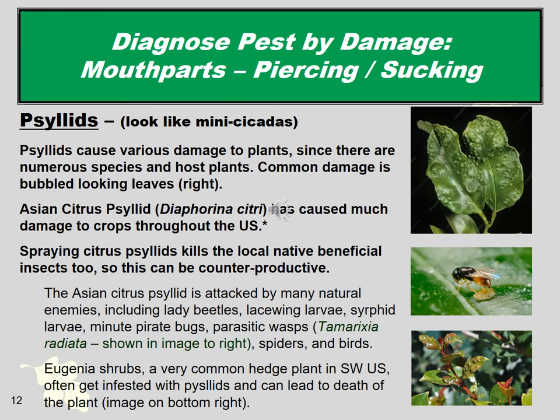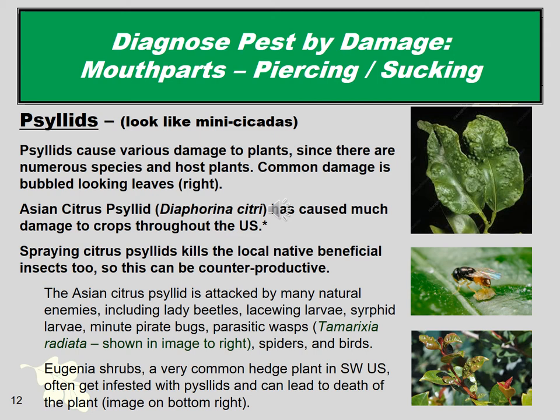They cause various types of damage, as I mentioned in the last slide. You can see in the picture on the right, the common damage is this bubbly kind of looking leaves. That's really common on the Eugenia. The Asian citrus psyllid has caused a lot of damage to crops throughout the United States, especially to the citrus crop. And a lot of people, including the citrus farmers, spray to kill the psyllids off of their citrus crops, but they're also killing the local native beneficial insects.